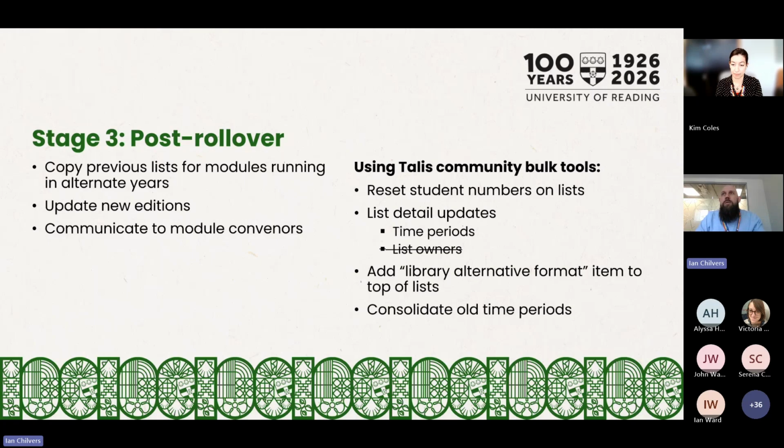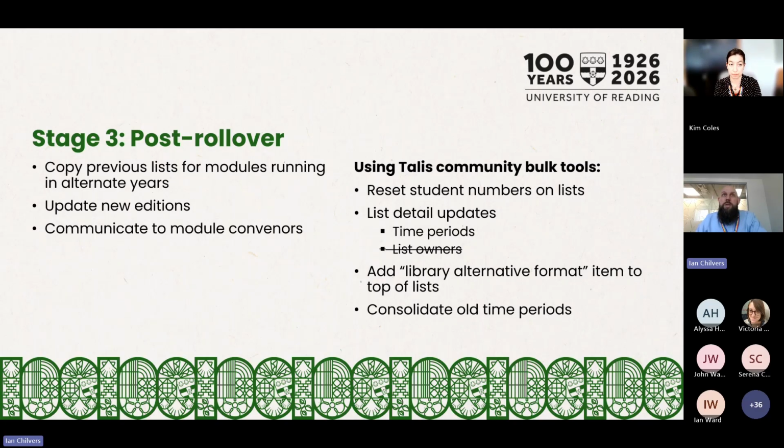Everything we've done up till now has been either using the Talis reports that are available, or in the case of the hierarchy, a script that we've written in Excel to handle that. At this point, we additionally use the Talis community bulk tools to do a few extra things. And these are actually tools using the Talis API that we wrote in order to facilitate this part of our rollover process. So the big one here is resetting student numbers on lists.